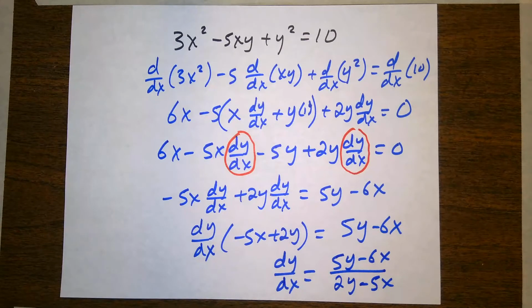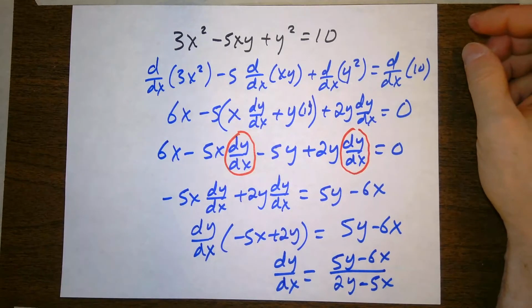Now let's take a look at an example where we'll actually keep going and find the equation of the tangent line. So we'll be plugging numbers in at the very end and talking about what the equation of the tangent line is. So a little bit more involved in this next example.